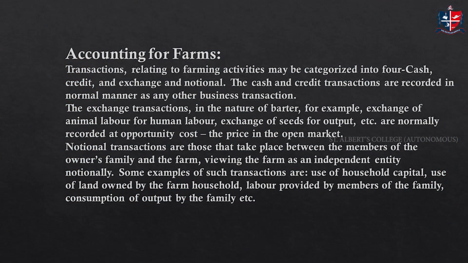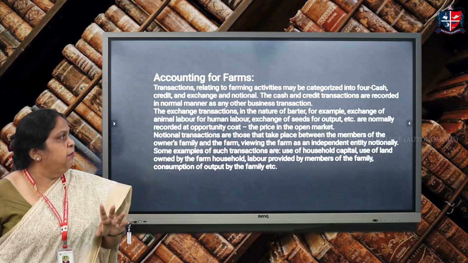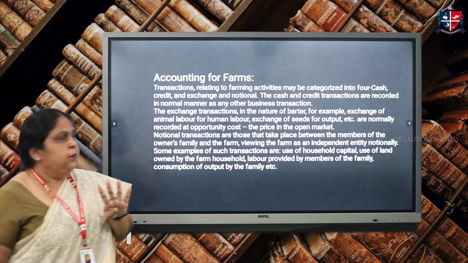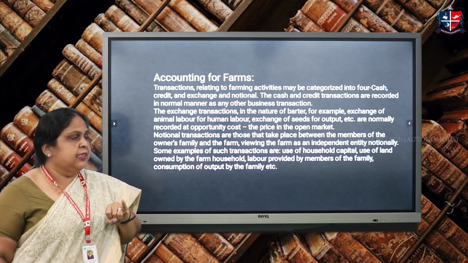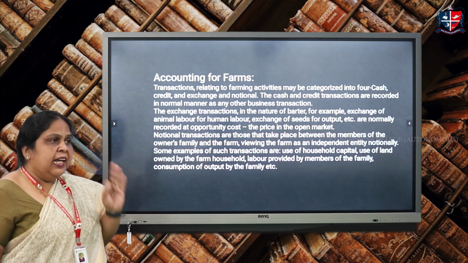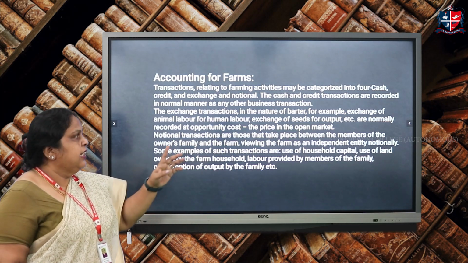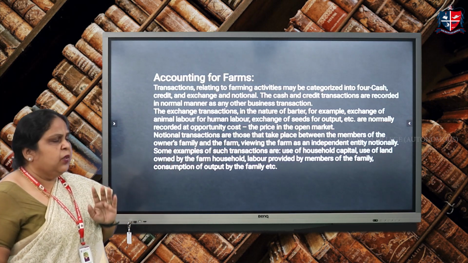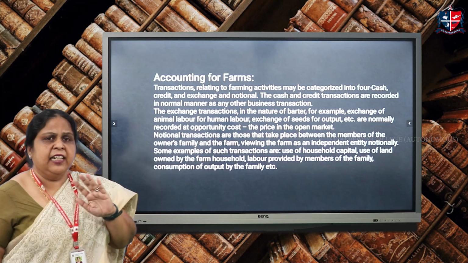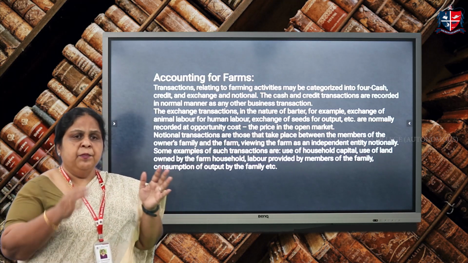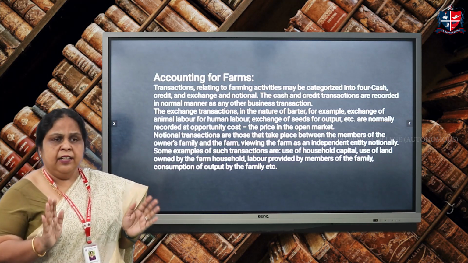Now, accounting for farms. Transactions relating to farming activities can be categorized into four. One is it can be on cash basis, credit basis, exchange and notional. Okay, so these cash and credit transactions are recorded in the normal manner, just like in any other business transactions. The cash and credit basis are recorded.